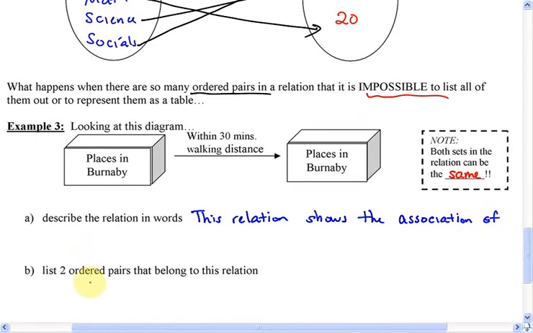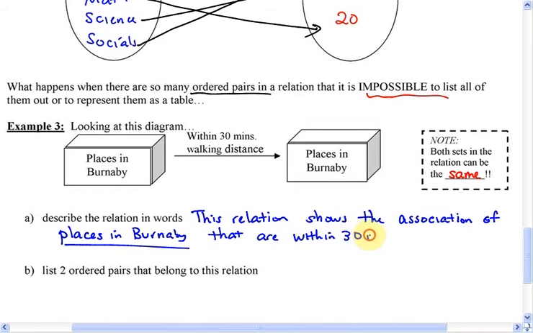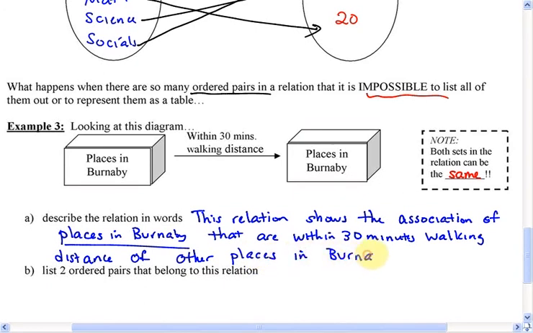of places in Burnaby, and of course that's the first thing, that are within 30 minutes walking distance of other places in Burnaby. All right. So whenever they talk to you about describing things in words, you can always use this starting of the relation shows the association of, and then just look at what the question gives you and copy down that information.